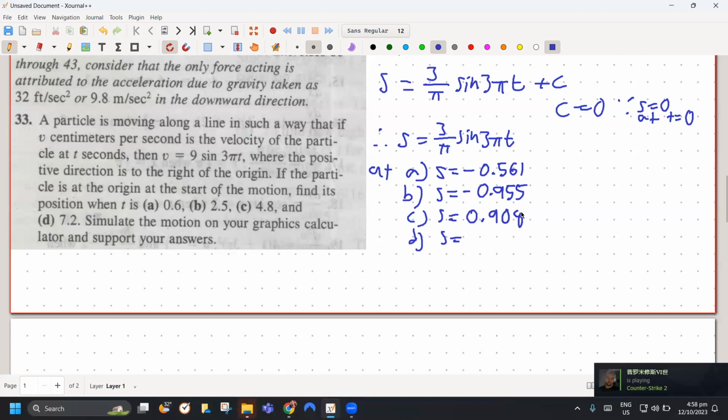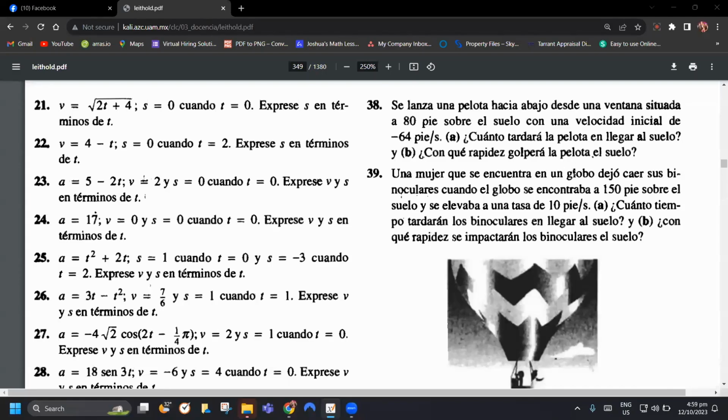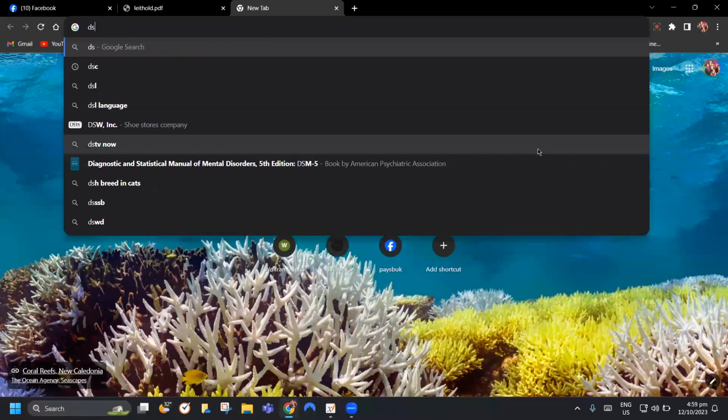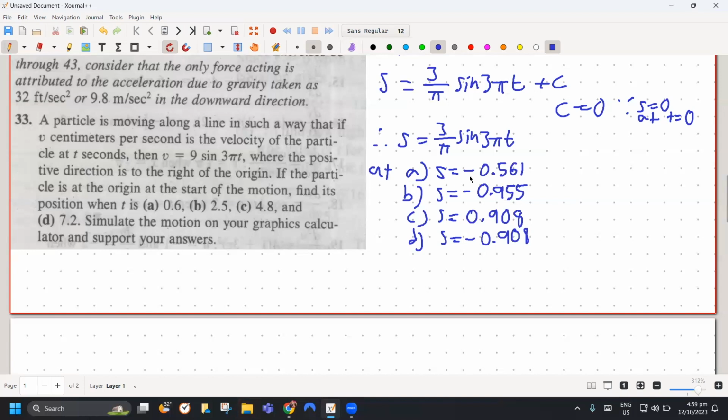Teka, minus 3 over pi, tapos ng 0.2. Teka, calculate ko lang. Yung t equals 0.2. T equals 0.6. Sige. Sorry. Mali yung sinulat ko. 0.6. Oh no. The classic mistake, wrong substitution. Sige, substitute ko lang.